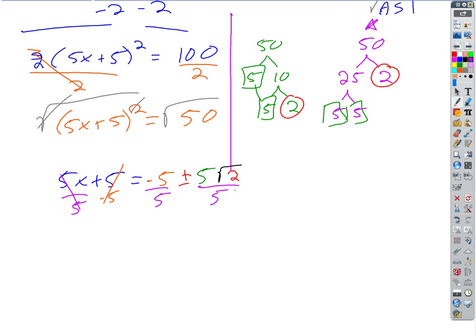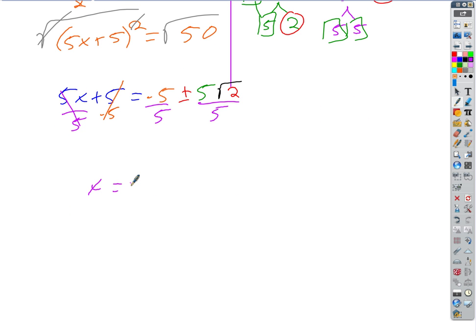So we can simplify then. Negative 5 over 5 is negative 1. And then what can I do to reduce here? 5 times the square root of 2 divided by 5. Yeah, the 5's cancel, right? Those are factors that cancel. So I just end up with plus or minus the square root of 2. So those are my 2 answers right there. One for the plus, one for the minus. Okay? All right, so good, good.